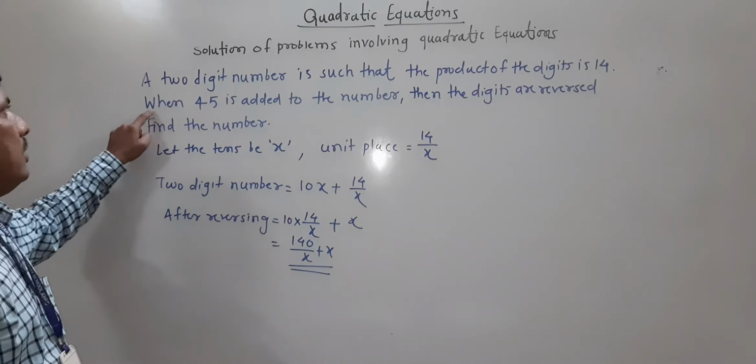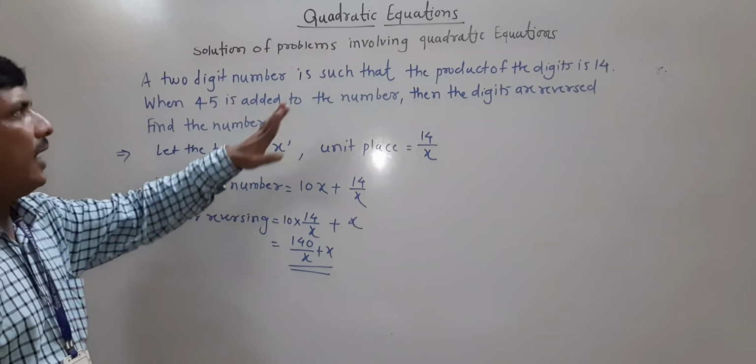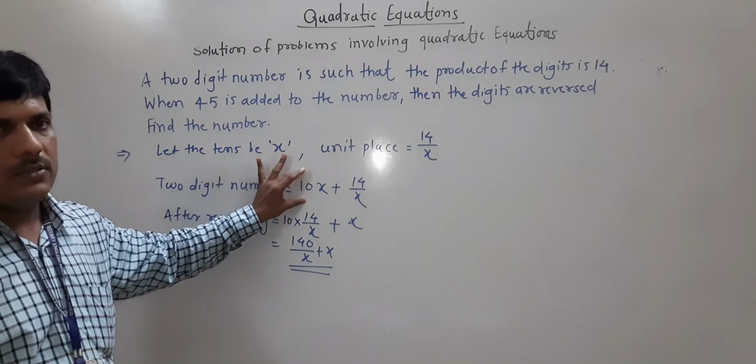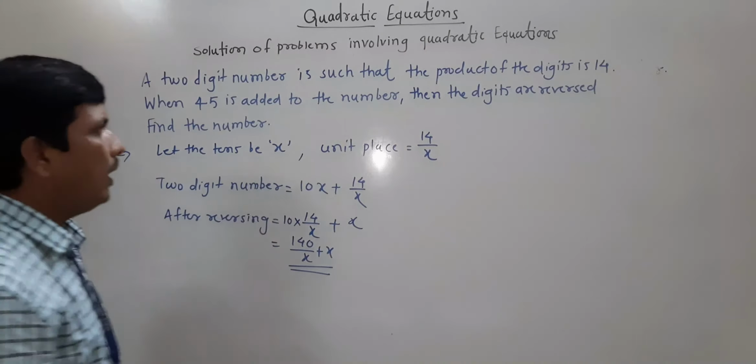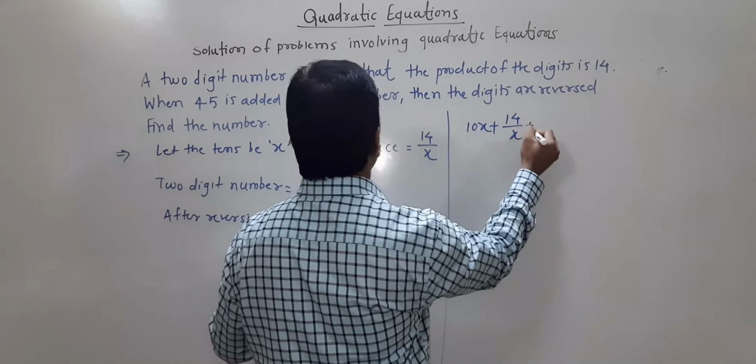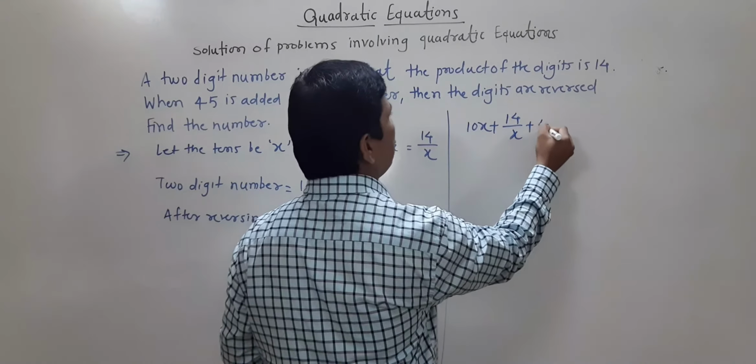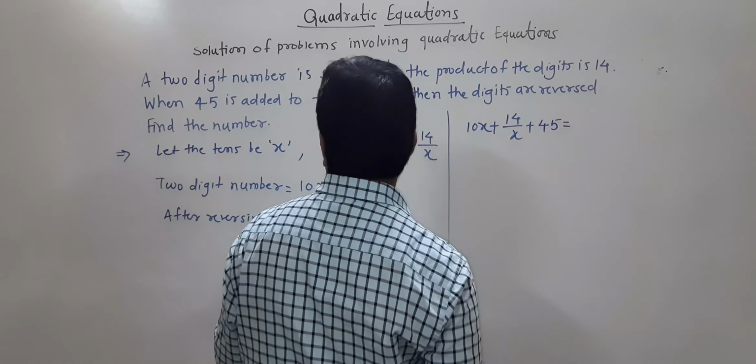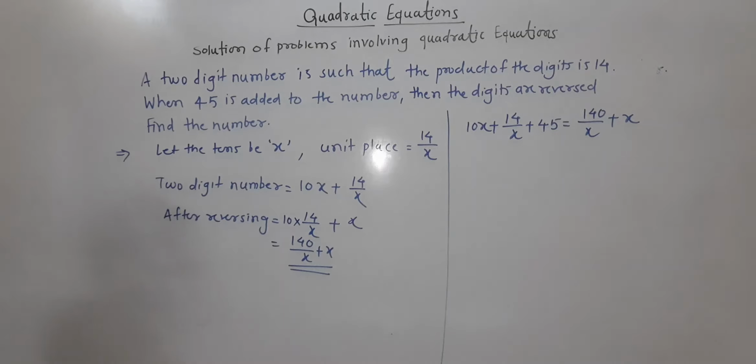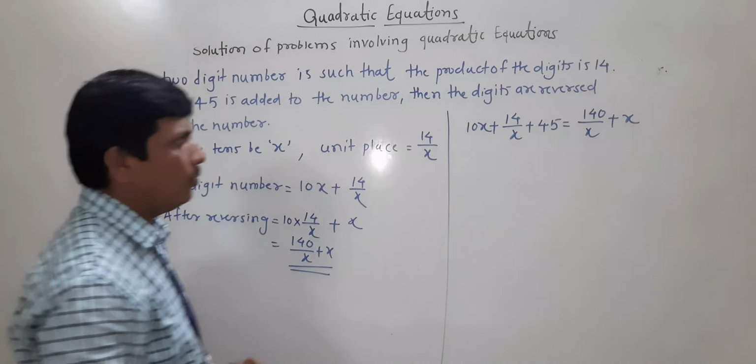Now we will think about the second statement. When 45 is added to the number, this is the original number, so we will add 45 here. So 10x plus 14 by x plus 45 is added to the number, then the digits are reversed, so we will get 140 upon x plus x. This is the required equation. So we need to solve this now.